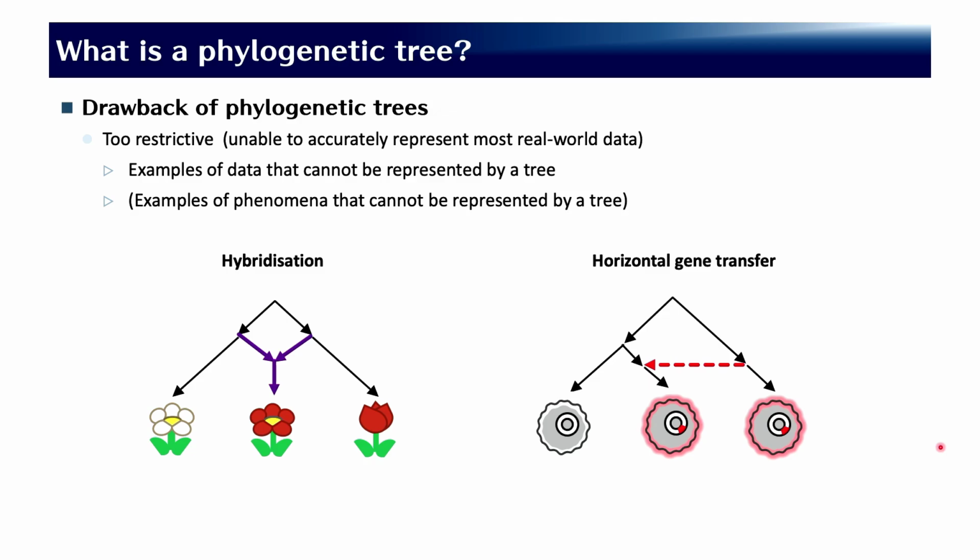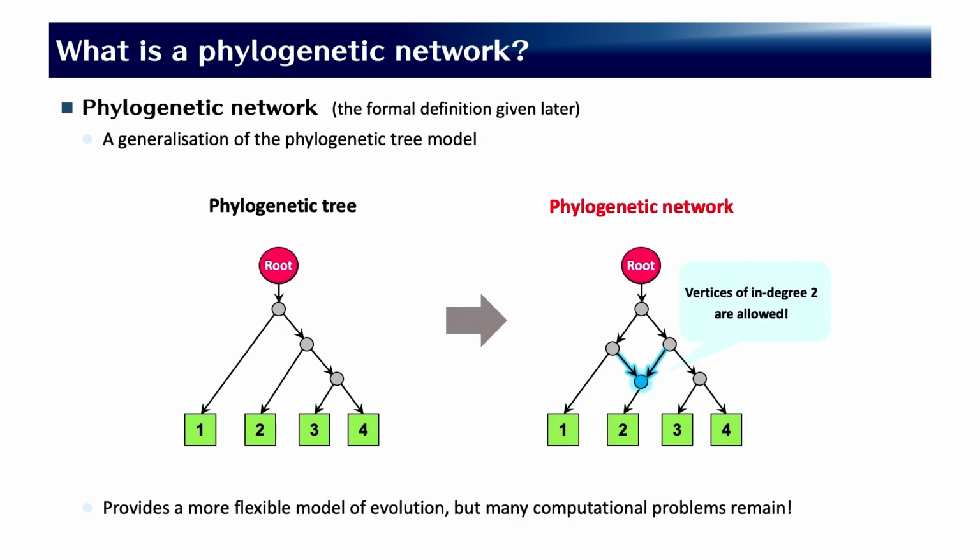In this lecture, I will not discuss these topics further, but the important thing is there are many situations in biology that require graph structures more complex than trees. This is why we consider phylogenetic networks. They are generalization of phylogenetic trees. Phylogenetic networks provide a more flexible model of evolution because they allow not only branching but also merging of evolutionary lineages.